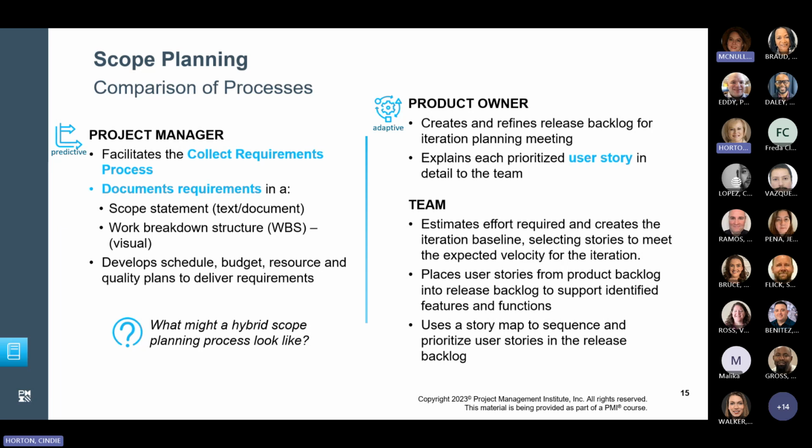Steps in the adaptive scope planning process, however, center around the product owner who creates and refines the release backlog for the iteration planning meeting and explaining each prioritized user story in detail to the team. Key tasks that the team engages in include estimating effort, placing user stories into the release backlog to support identified features and functions, and using a story map to sequence and prioritize user stories in the release backlog. Okay. So that kind of covers some of those roles that are important in this process.